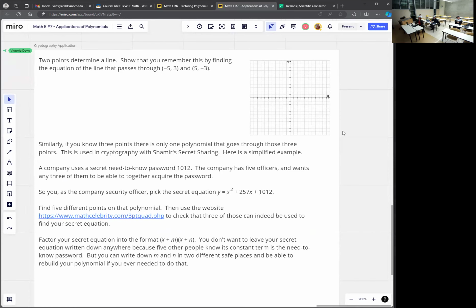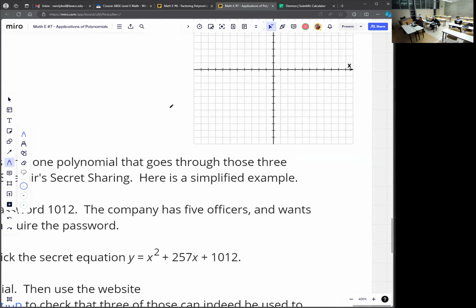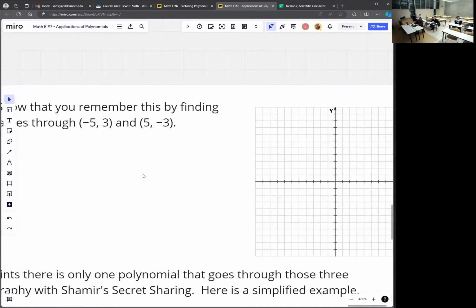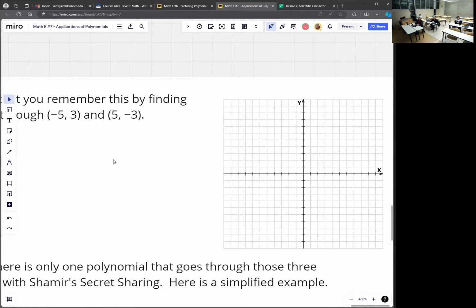Two points determine a line. Show that you remember this by finding the equation of the line that goes through negative 5, 3. I need to get bigger to do this. My artwork is not that good. So 1, 2, 3, 4, 5, up 3. That's too big. Can I make my pen any thinner? No, that's maximum thinness. Okay.